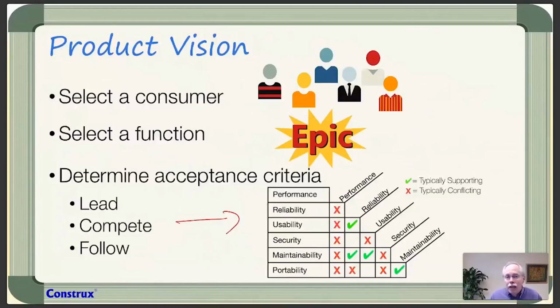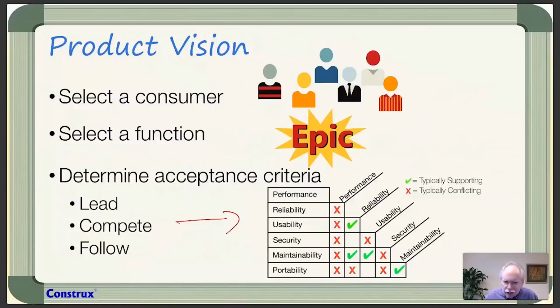Let's say I'm buying a large luxury vehicle. Maybe I can follow as a manufacturer on maintainability of the vehicle, because for a large luxury vehicle, the typical consumer doesn't maintain it themselves. So if it's hard to maintain or slightly costly, that's not a big deal. I can follow on that.